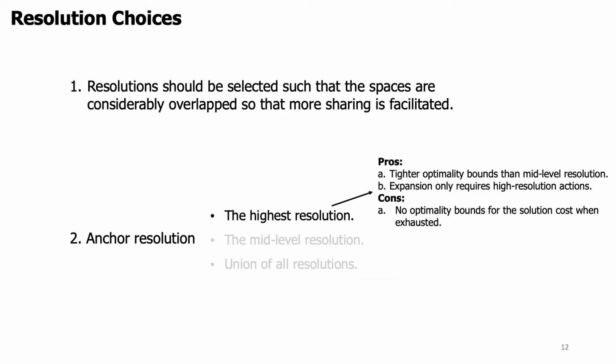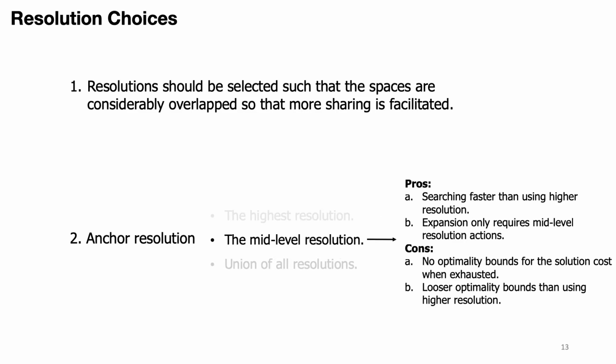Then, how do we select the resolutions for anchor search? There are 3 types of choices. The first is using the highest resolution. It can provide tighter optimality bound than mid-level resolutions, because the optimal solution on higher resolution map is more similar to the real optimal solution. Also, in the anchor search, we only consider the set of actions that could be used in high resolution space. However, when the anchor space is exhausted, there will not be any bounds for the solution found later.